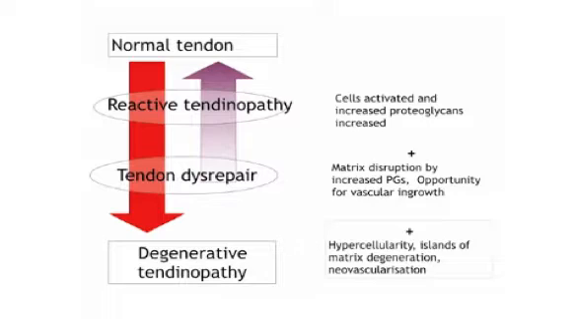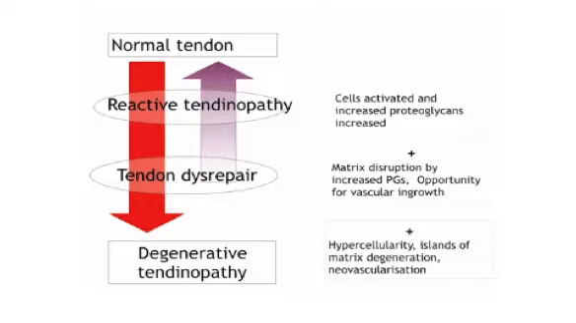So to summarize, looking at the continuum model of the tendon, what we see here is a normal tendon which progressed to a reactive tendinopathy. We know that when it's reactive tendinopathy, there are cells activated and there is an increase in proteoglycans. Then it goes on to a process of tendon repair, where the matrix disruption is increasing, which increases the proteoglycans, and they provide an opportunity for vascular ingrowth. The next stage is the degenerative tendinopathy, where there's hypercellularity, there are islands of matrix degeneration, and also neovascularization, which is the ingrowth of blood vessels.